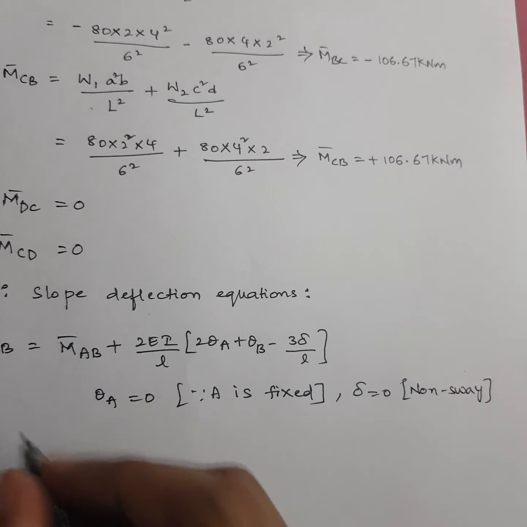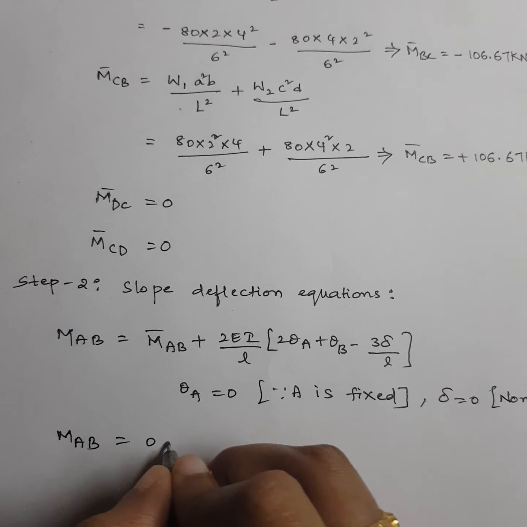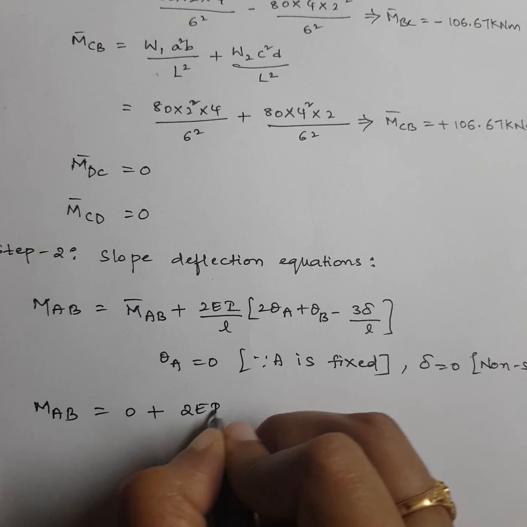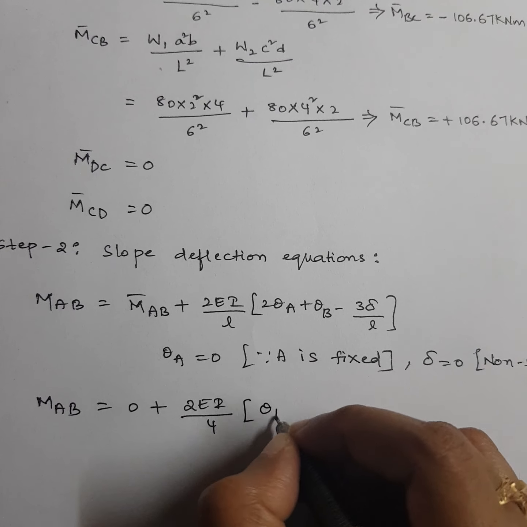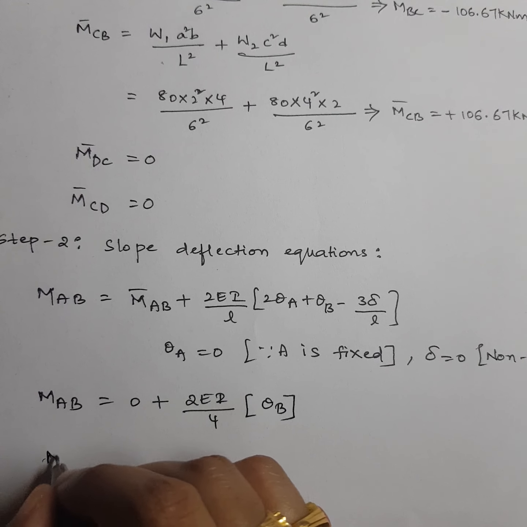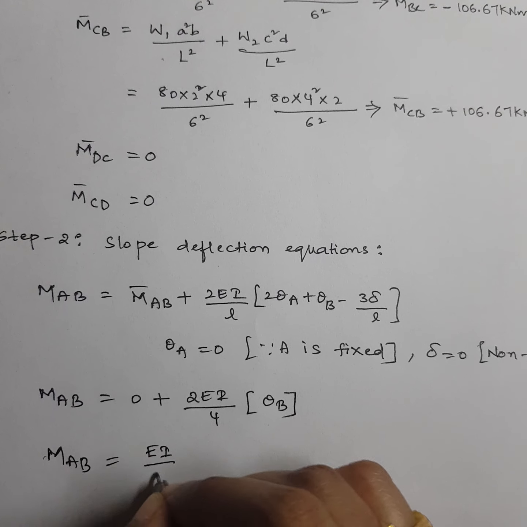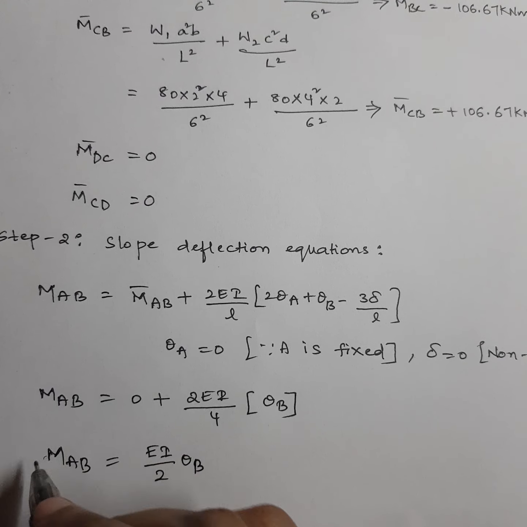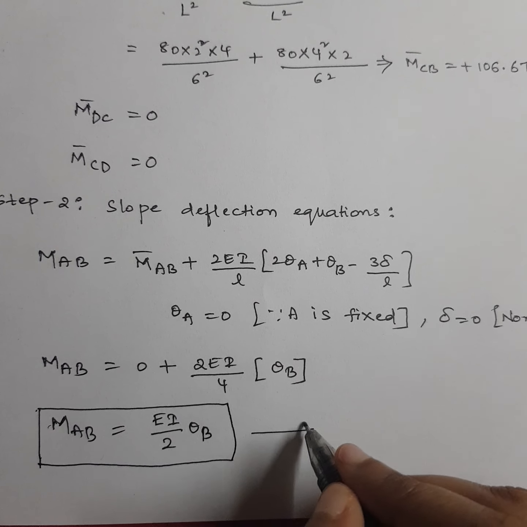Now let's substitute and check for MAB. MAB is equal to, what is M bar AB? 0. Plus 2 EI by, what is the span of AB? 4, into theta B. So finally MAB will be equal to EI by 2 into theta B. I'll take this as equation number 1.